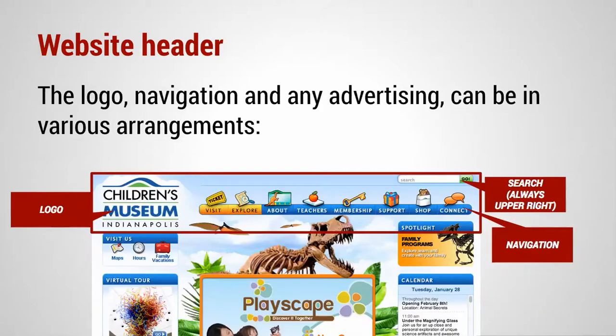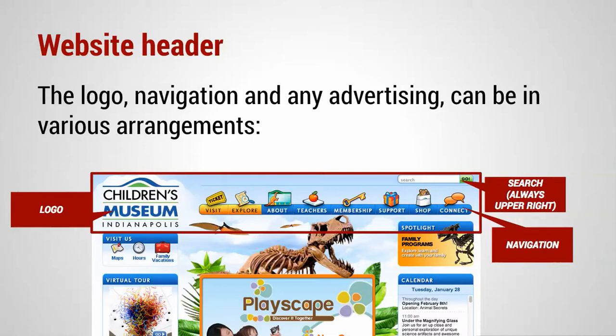And just as another example, website headers can look a little bit different. They're not always arranged in the same way. The Children's Museum of Indianapolis website header, for example, has a logo on the left in the corner, and then the navigation on the same line as the logo over on the right, and a search bar above that. And it only has one navigation bar, whereas the Ball State website has a primary and a secondary.